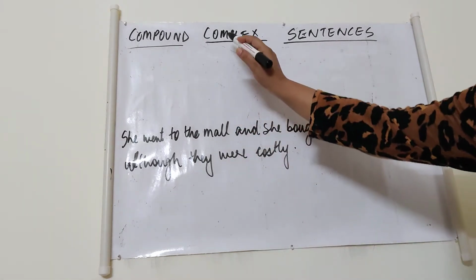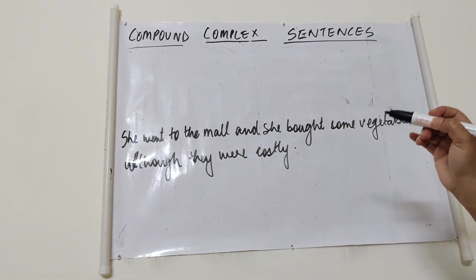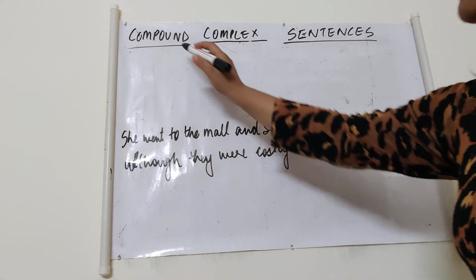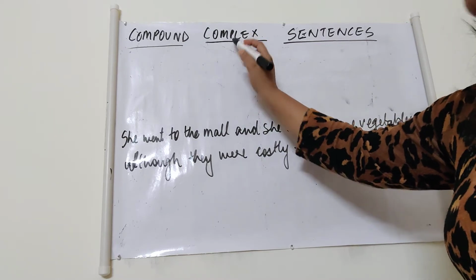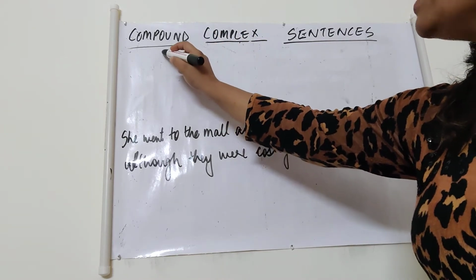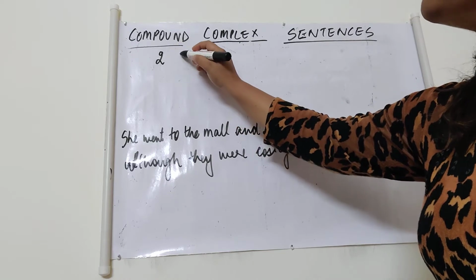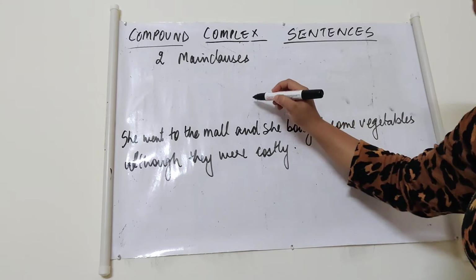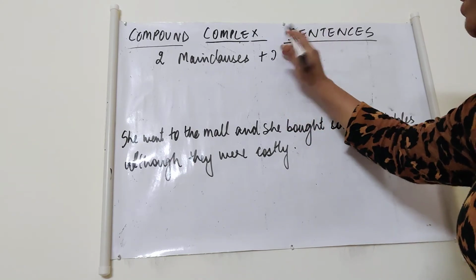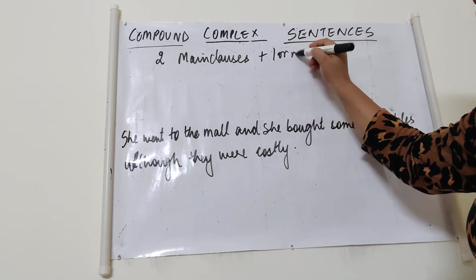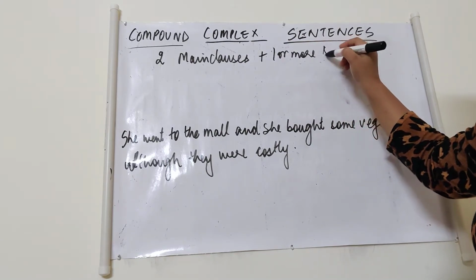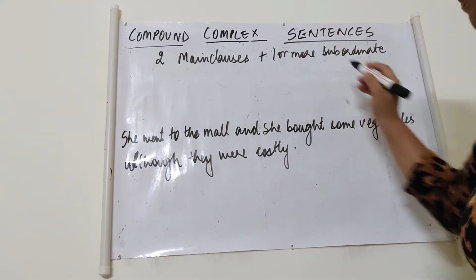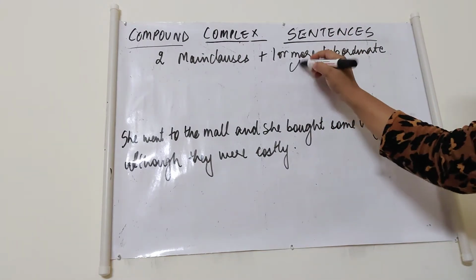you the feature or how to identify whether the sentence is a complex compound sentence or not. So, in a compound complex or complex compound sentence, there will be two main clauses. Okay, it has to have two main clauses plus one or more subordinate clauses.